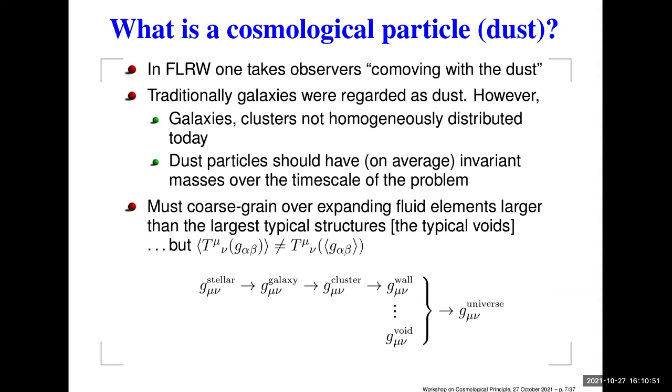Traditionally, we thought of galaxies as dust, but galaxies are not homogeneously distributed. So what is a dust particle? Well, it should have some mass that is invariant over the time scale of the problem. But actually what that means is that when you're coarse graining, you've got to coarse grain over all of the structures. We have a complicated problem of fitting one geometry inside another geometry. And it also involves the problem of averaging the energy momentum tensor. And that involves calibration of quantities which are associated with dust particles.